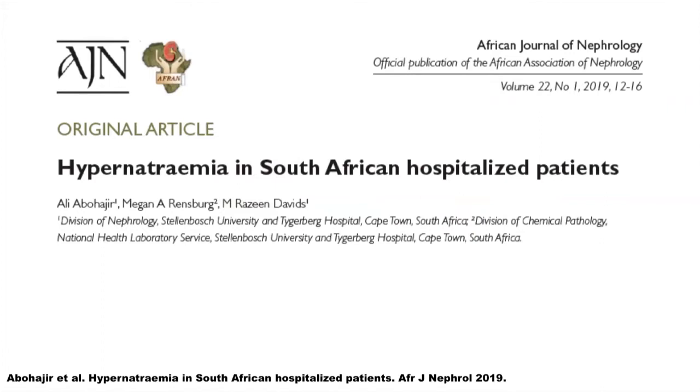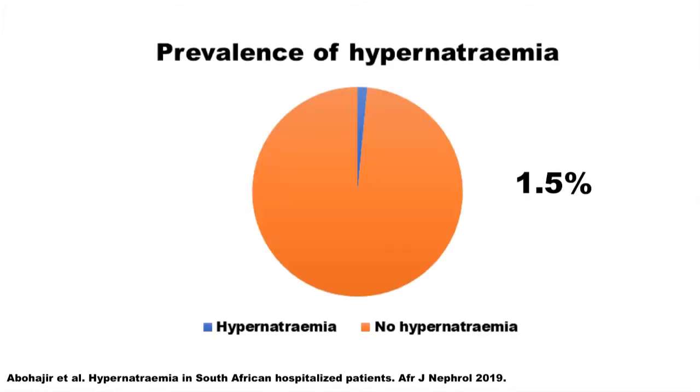Now, here is the paper that I alluded to earlier, the paper published by Ali Abu Hajar and Professor Yazied Davids, and I'm just going to show you some of the interesting findings out of this paper. They looked at hypernatremia over a 3-month period at our hospital, Tygerberg, and they defined hypernatremia as a sodium concentration of more than 150 millimoles per liter. There were just over 13,000 admissions during that time period, and they found a total of 204 episodes of hypernatremia, giving a prevalence of 1.5%.